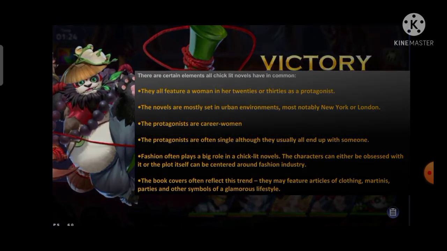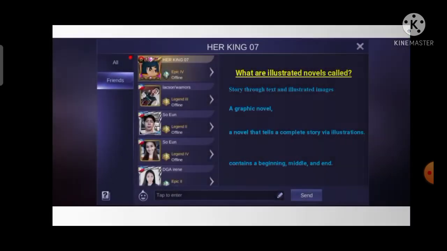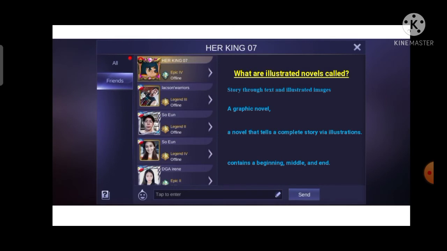and the next is illustrated novels. So, what are illustrated novels called? Illustrated novels, these are stories told through text and illustrated images. Also, it is a graphic novel, a novel that tells a complete story via illustrations, and it contains a beginning, a middle, and end.